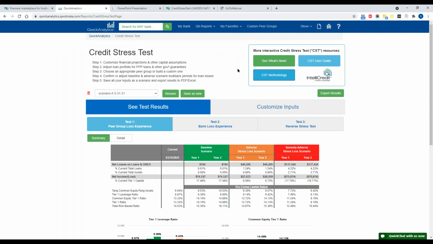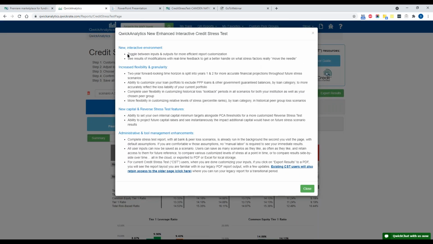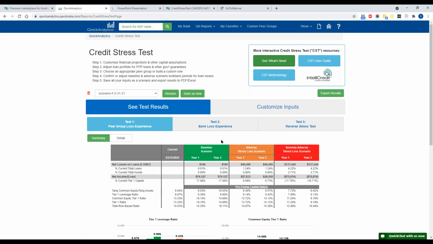And for anyone, again, who has used or seen our old stress test and wants a summary of exactly what's new, although we went through it today, again, it's our newer, more interactive environment, more flexibility and granularity on your look back periods and your financial data. New inputs on the reverse stress test and capital raise scenarios, and then the tool management features. But at this point, I think I've covered everything that we wanted to on the live demo. So I think I'll hand it back to Sean.